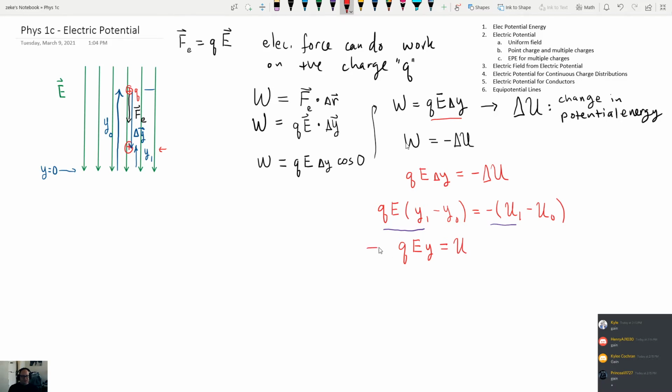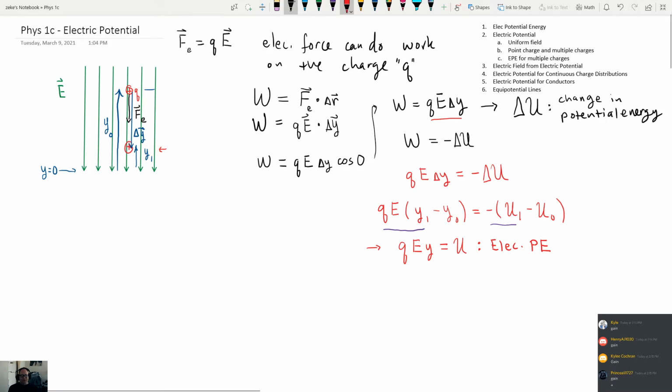So this is a way to describe electric potential energy. If I write electric PE, I think you'll understand that I mean potential energy by that. QE times Y.